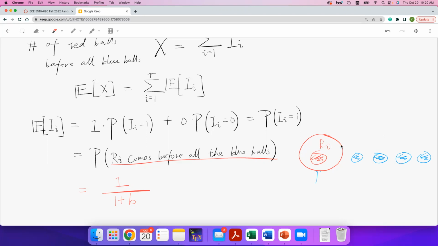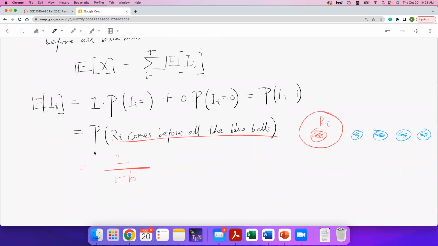It doesn't matter when the other red balls are selected. They may be selected before R_A, they may be selected after some blue balls. Doesn't matter. I only care about this red ball before all the rest of the blue balls. So I can only focus on these B+1 balls. Okay. So this expectation is 1 over 1 plus B. So you go back. This is R over R plus 1 plus B. Okay.